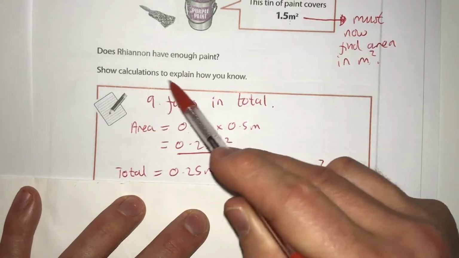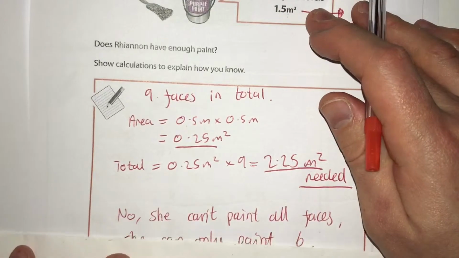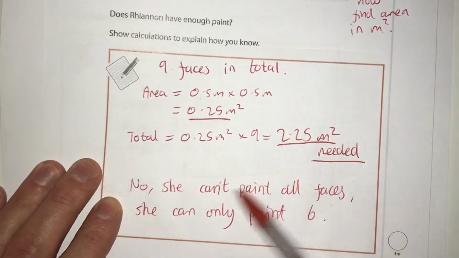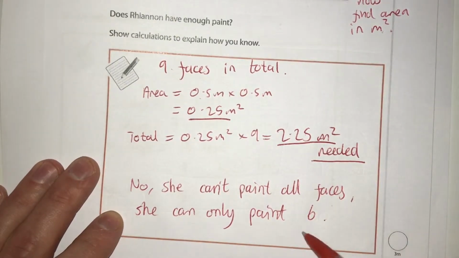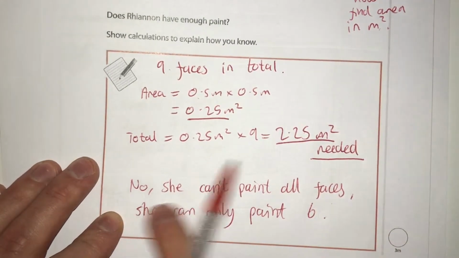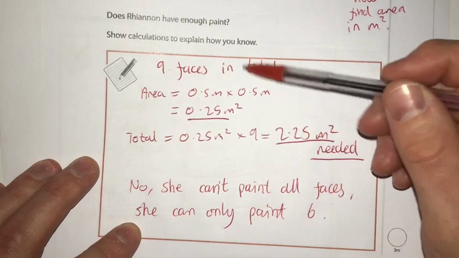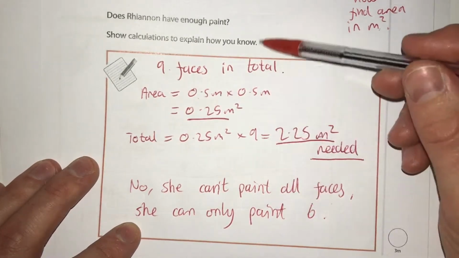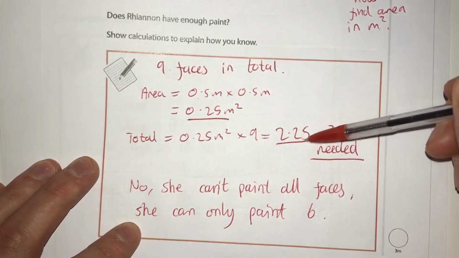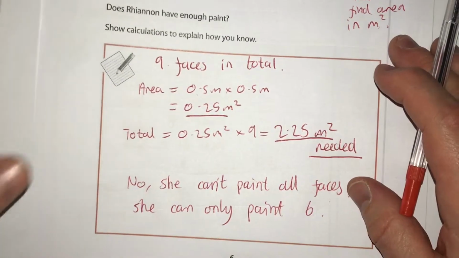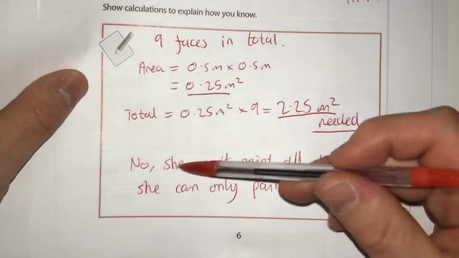So show calculations, we've done that. So how do we know? So I've just finalised my answer with no, she can't paint all the faces, she can only paint 6 of them. Okay, anywhere along those lines would be fine. Where are we going to get the 3 marks from? Well, 1 for identifying 9 faces, and the second mark is for here, the 2.25. Third mark for your final answer of no.